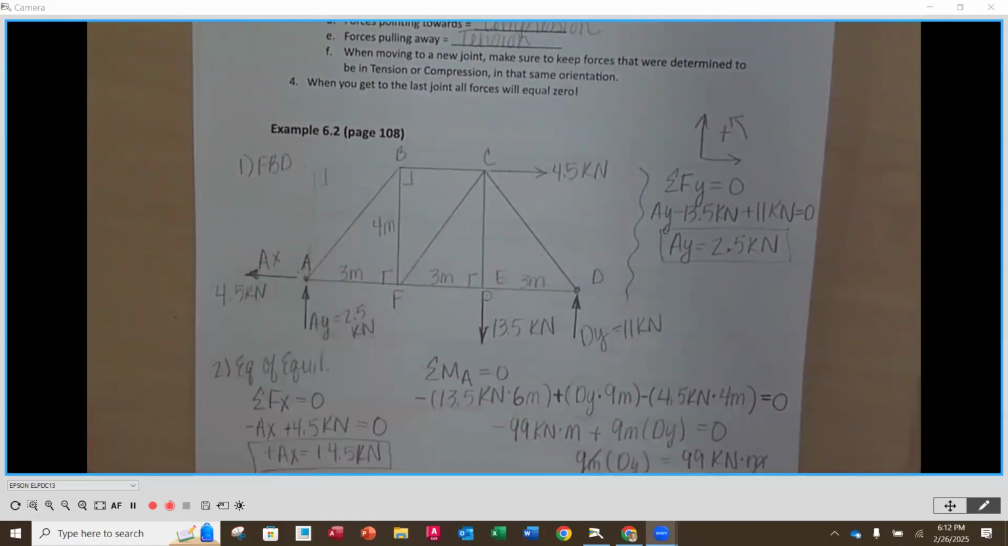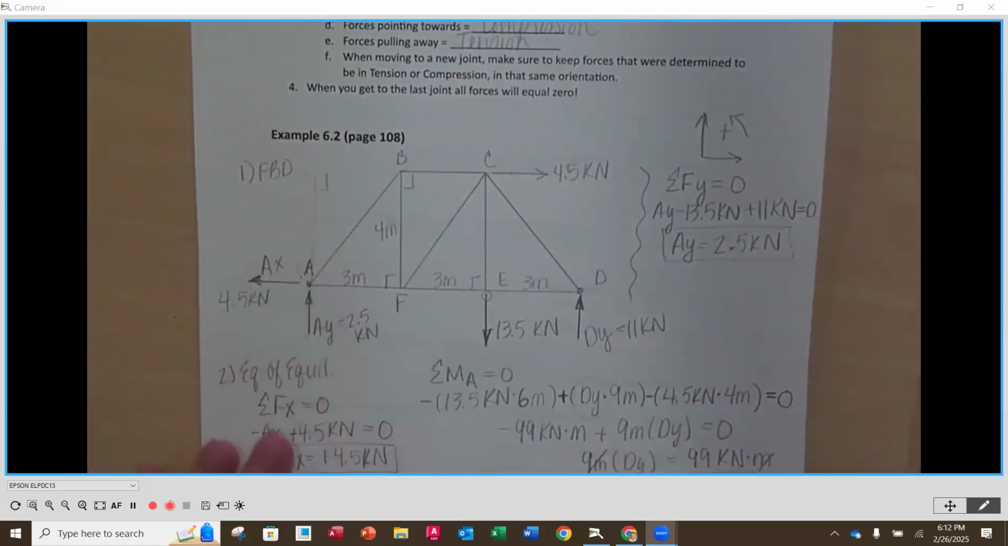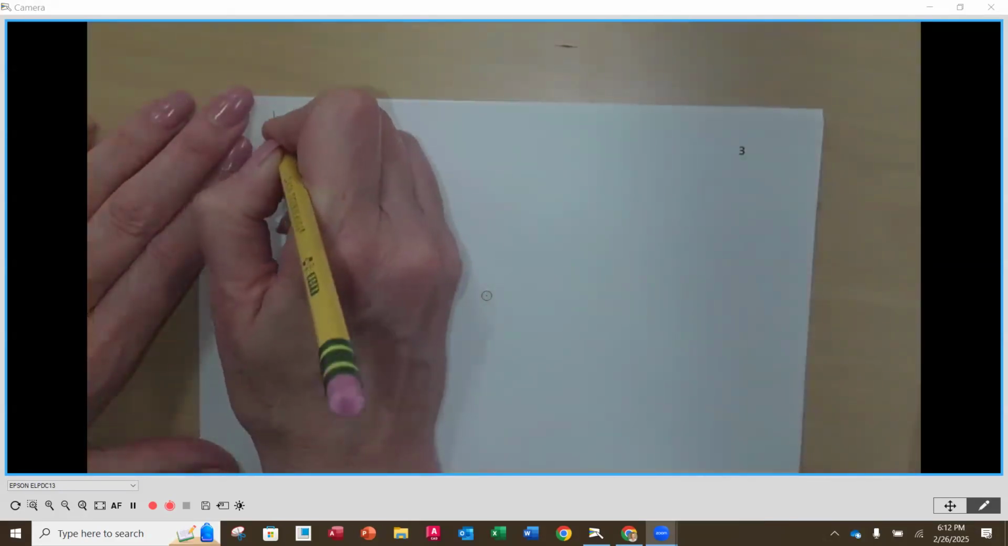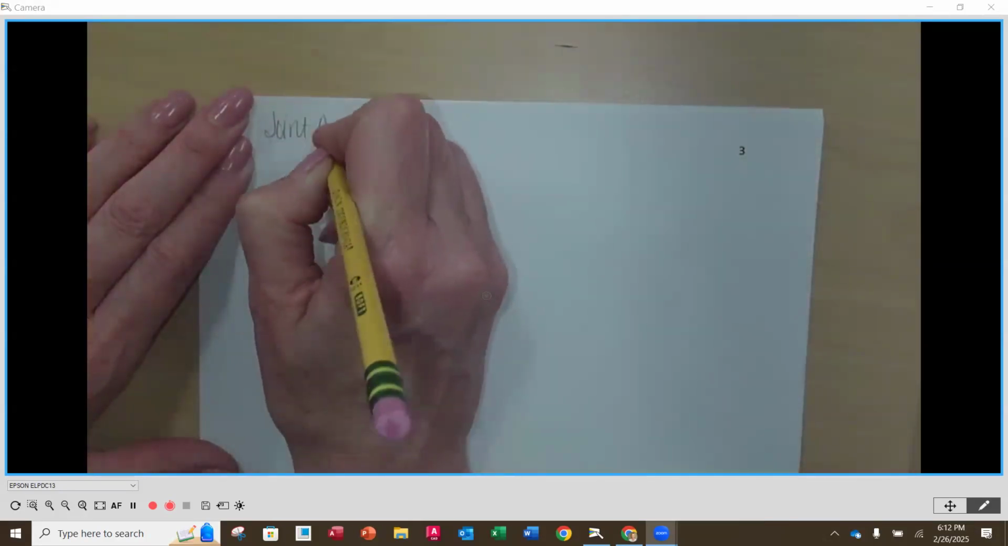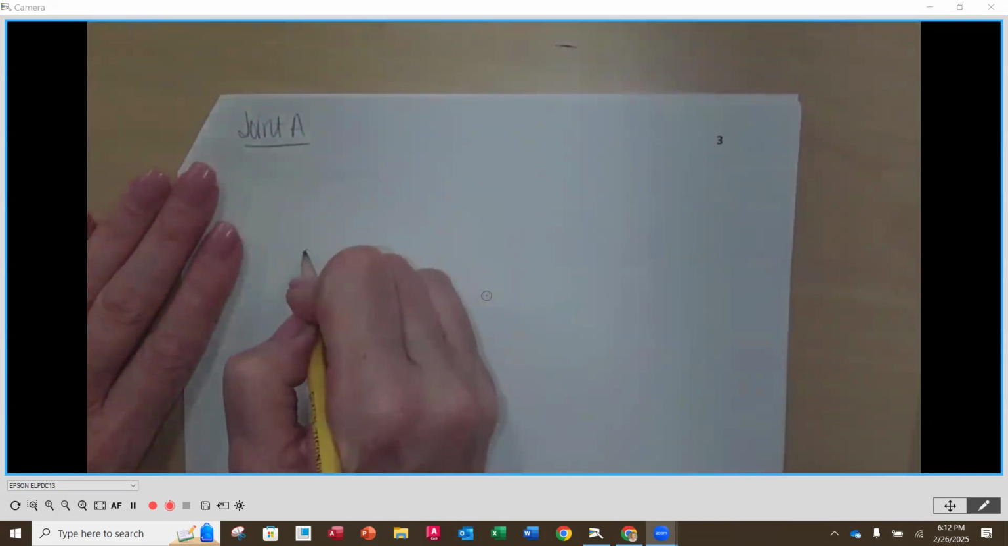So we want to start where we see some forces or some action going on. So we're going to start at joint A. Now, this is called the method of joints because we are going to look at each one of these joints separately. So first thing we're going to do, we're going to label this joint A. Now we're going to draw the joint. So I'm going to just draw a point like this. This is going to be where A comes together.